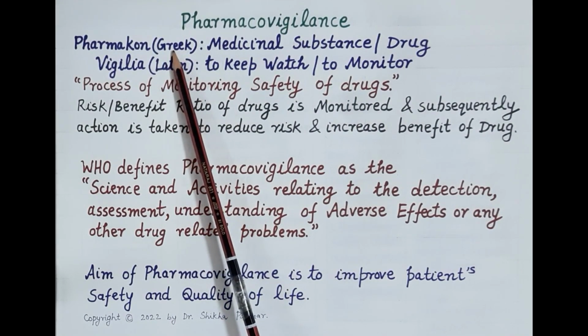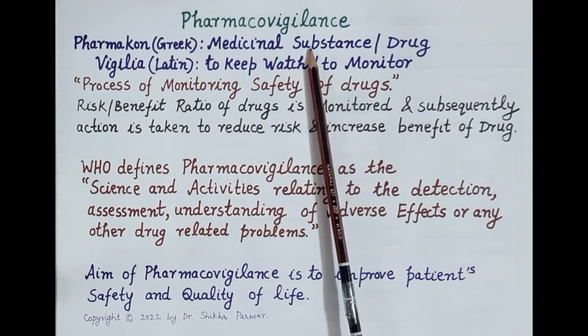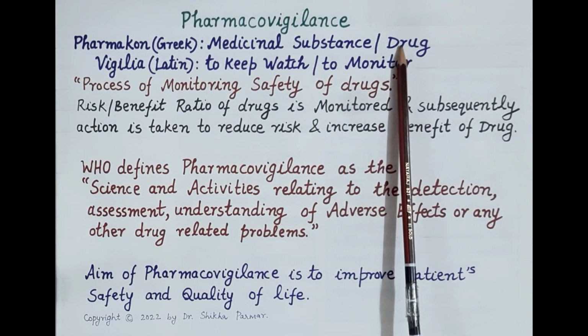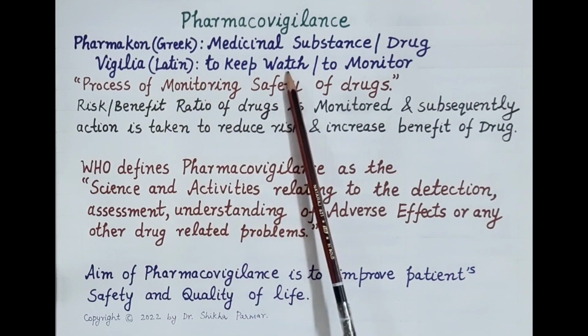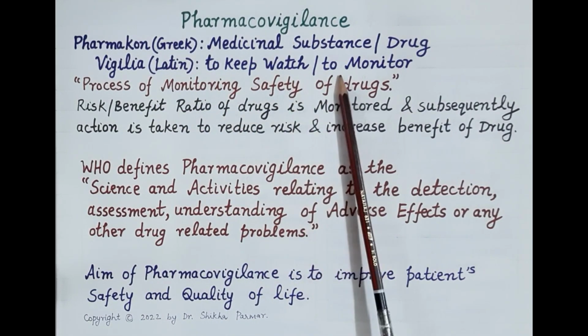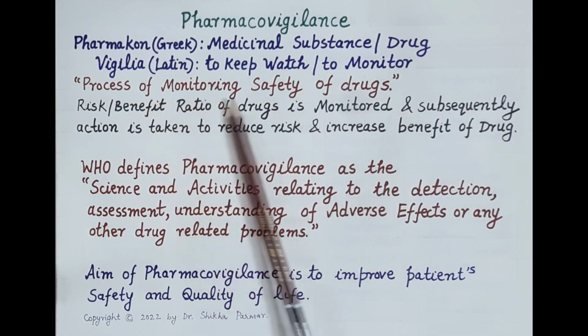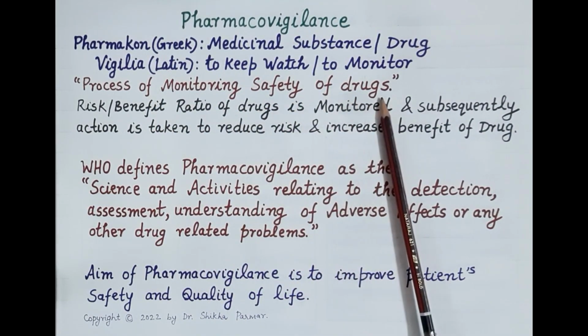Pharmakon is a Greek word which means any medicinal substance or a drug, while vigilia is a Latin word which means to keep watch or to monitor or to observe. So pharmacovigilance is the process of monitoring safety of drugs.